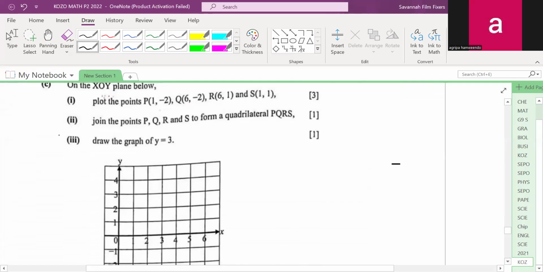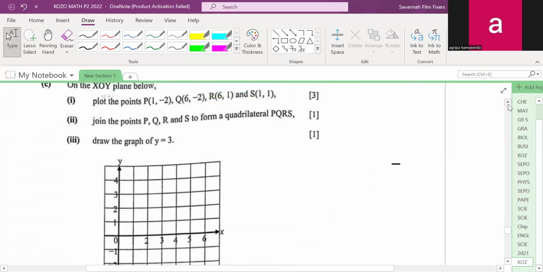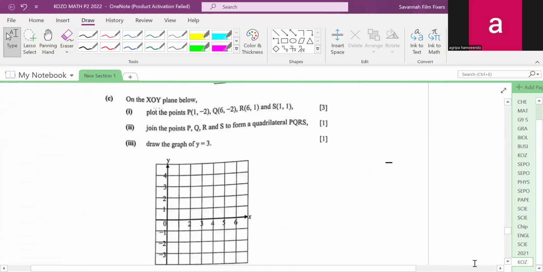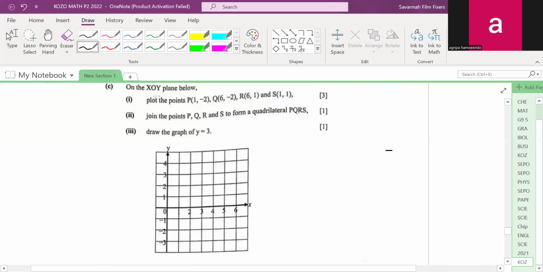Okay, so on the x-y plane, we have to plot these points here. So I hope you know how to plot points. Yes, I do. Okay, the first one is 1, -2. We'll plot them in red so that it looks clear. We start from the x. So 1 is here, -2 is here. So it's this point here, right?